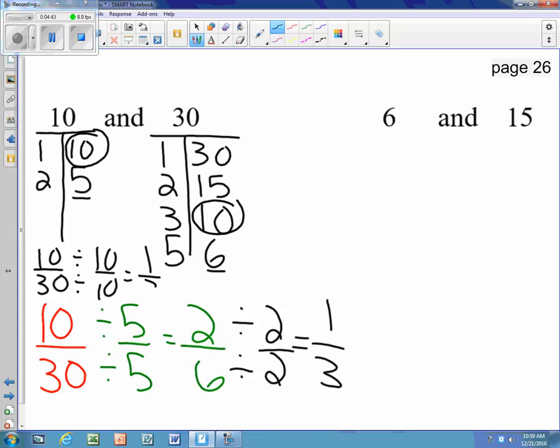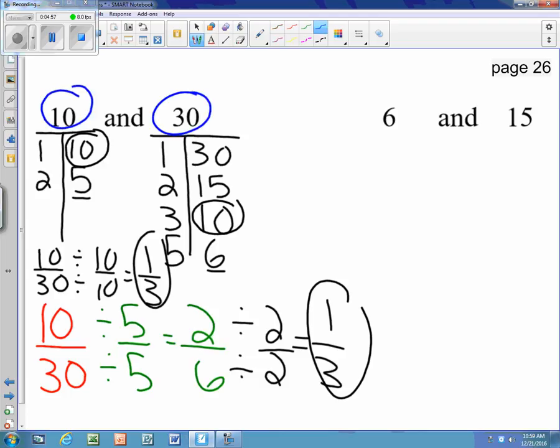And I end up with 1/3, which is the same answer, with just a lot less work because I only had to divide once. Another question you can ask yourself is, can this number go into this number? And if it can, then right away I know that's the GCF. So I'm going to come over here to 6 and 15, and I see that I have 6 and 15. I'm going to ask myself, can 6 go into 15 evenly? It can't, so that's not the GCF.